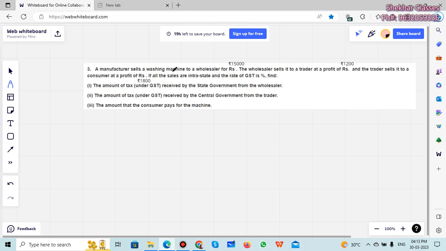1800. Okay, the manufacturer sells the washing machine to the wholesaler for 15,000. The wholesaler sells it to a trader at a profit of 1200 rupees, and the trader, which is the shopkeeper or retailer, sells it to a consumer at a profit of rupees 1800. If the sales tax is intrastate, meaning inside the state only, and the rate of GST is 12%. Okay, what is that? 12%.